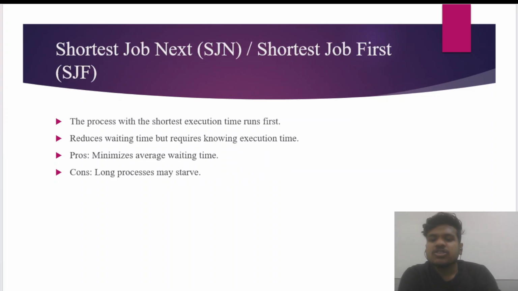Then we have shortest job next, or shortest job first. It means that the process with the smallest execution time will get the CPU first. For example, there are processes with execution times of 5 seconds, 10 seconds and 15 seconds. The process with 5 seconds execution time will get the CPU first. It does not matter whether it came first or last.